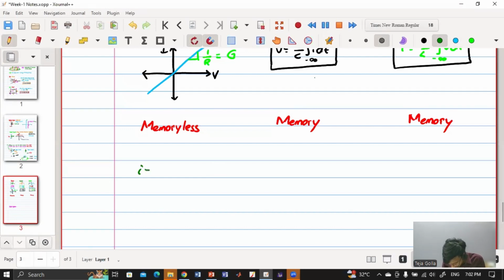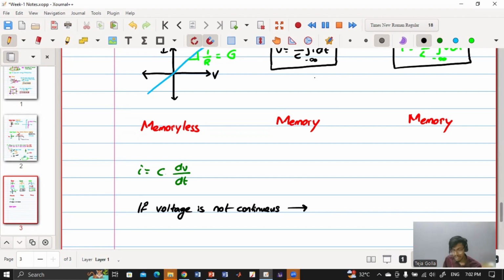I is equal to C dV by dt. Say voltage is not continuous. What will happen if voltage is not continuous? The differential of voltage will be infinite, right? So I will tend to infinity. So in a capacitor, voltage cannot change instantaneously.